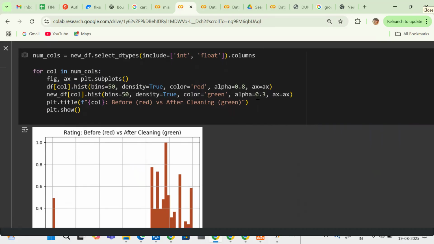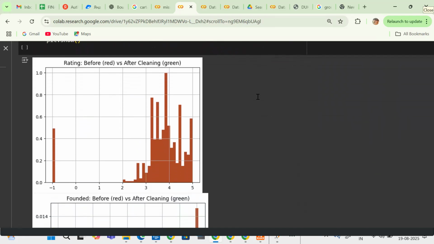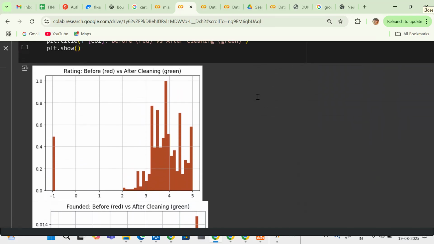And alpha determines the opacity a bit. Alpha, transparency. So more detail will come in data visualization after 2 months of time. So no need to go deeper into this. You can if you are interested, but more will be taught to you in the data visualization module. Fine. So you can see that before is red and after is green.